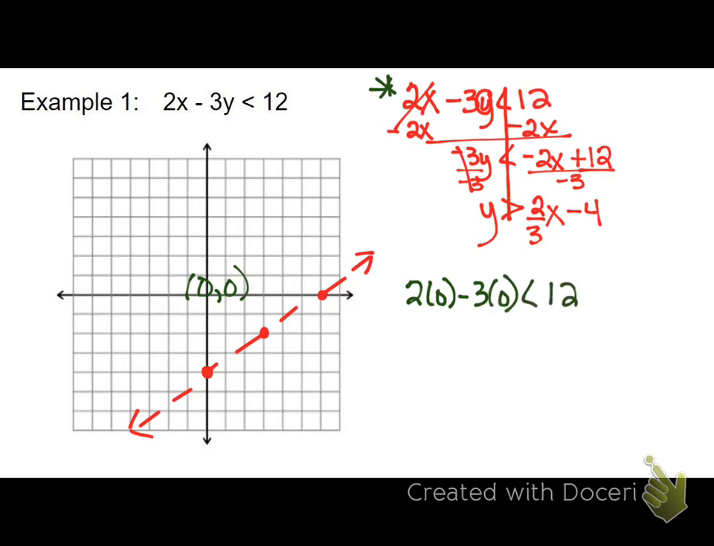Okay. Well, what's 2 times 0? 0. What's 3 times 0? 0. What's 0 minus 0? Is 0 less than 12? Yes. Okay, so that statement is true, right? So 0 is less than 12. So if that statement is true, we're going to shade towards the solution. So that means I'm going to shade.